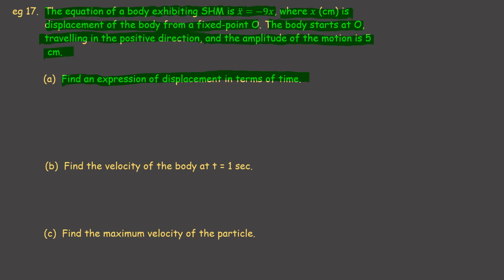So we have x double dot is equal to negative 9x, and we know x double dot is equal to negative k squared x, and that would tell us that k is equal to 3. So starting at O, travelling in the positive direction, we know that we can write down immediately that that is 5 sine 3t.